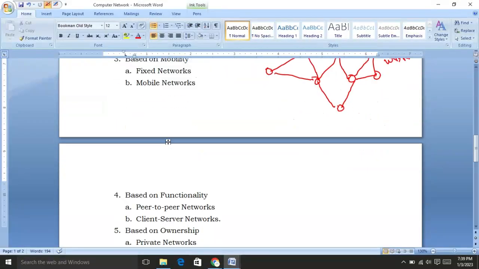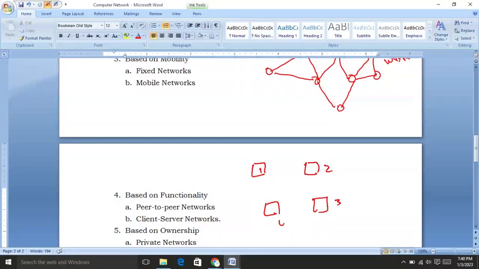What do we mean by a point-to-point network? Suppose let us consider there are 3 to 4 systems, that is first system, second system, third system and fourth system.